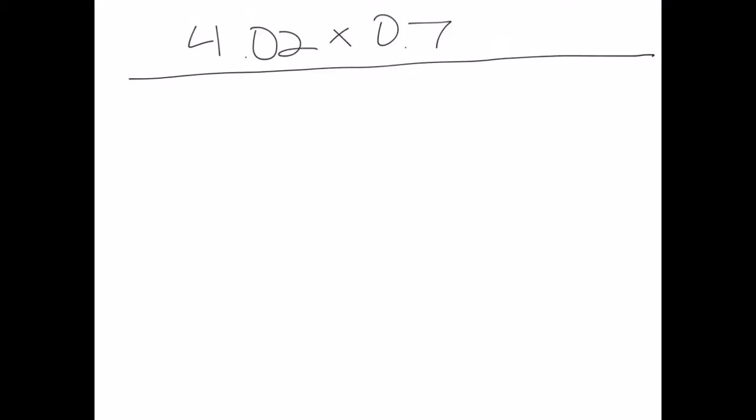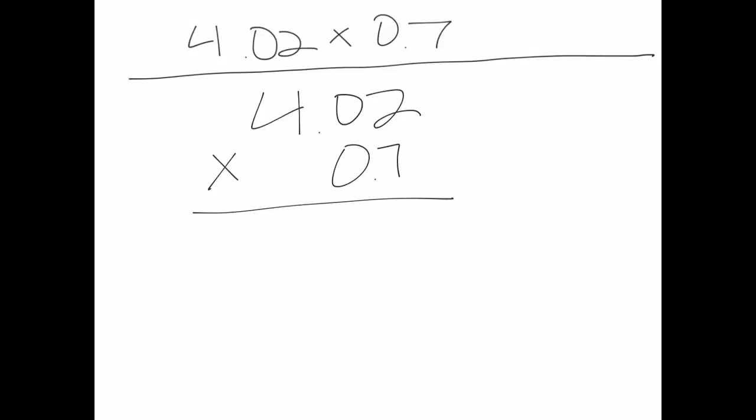To multiply a decimal, first you have to line up the problems. But the decimals don't have to be lined up. So 7 times 2 is 14, you're going to carry the 1. 7 times 0 is 0, plus 1. 7 times 4 is 28, then you'll add the 0. 0 times 0 times 2 is 0. 0 times 0 is 0, and 0 times 4 is 0.